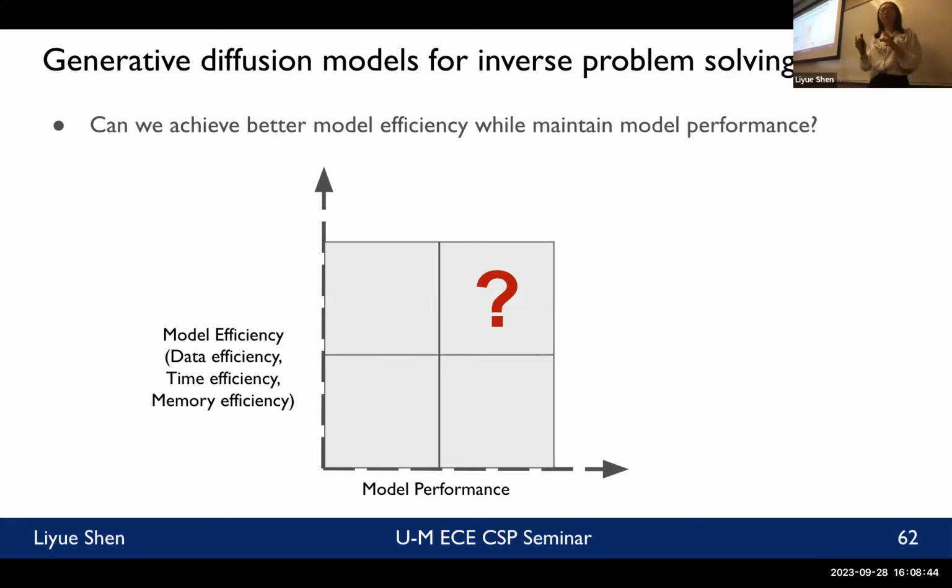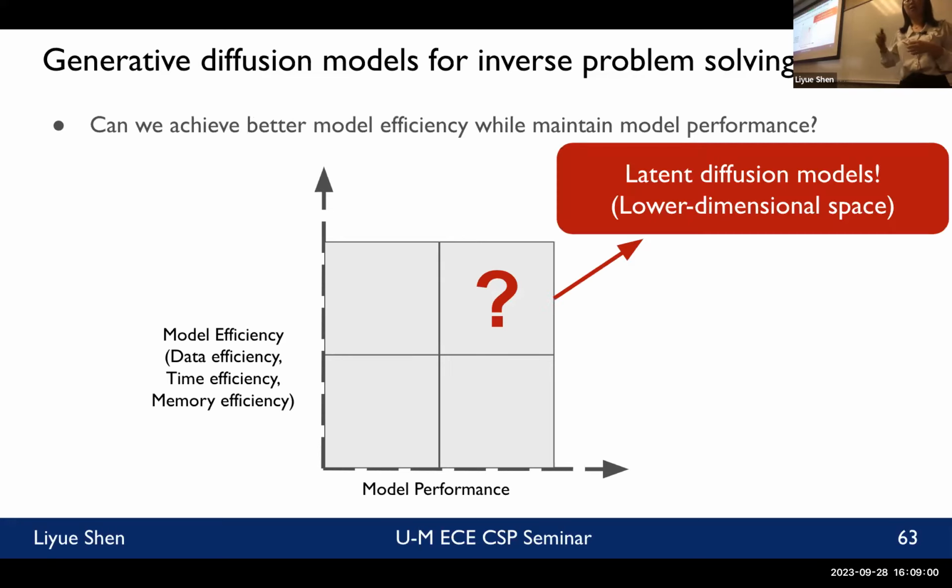So what can we do to achieve both better model efficiency and also maintain good model performance? This is the area we want to tackle as the motivation for our work. Our proposal here is that we want to use the latent diffusion model as one of the potential solutions. Why can this be helpful?